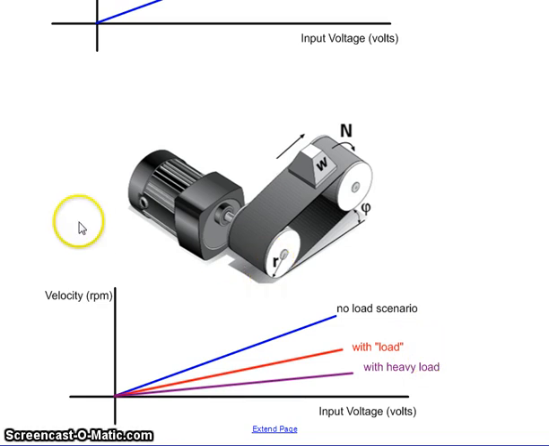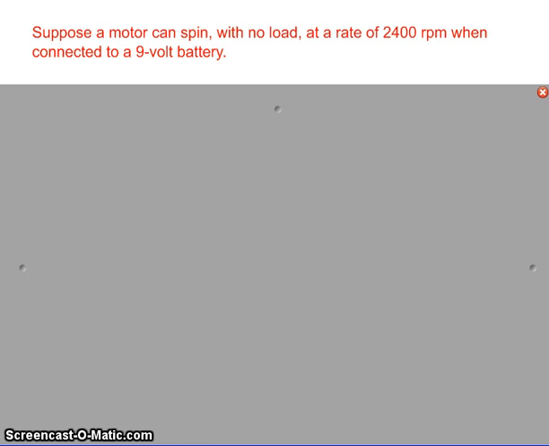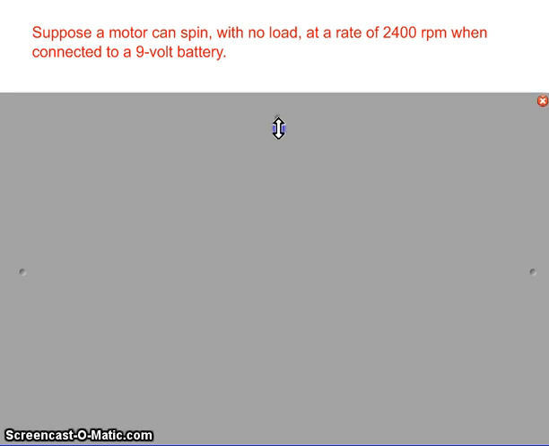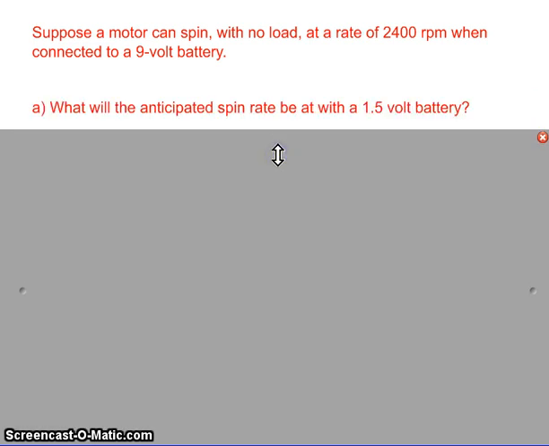So in this little video we're going to take a look at a sample set of problems. Let's suppose that under the conditions of no load, a motor can spin at a rate of 2400 RPM when connected to a 9-volt battery. And so we can ask a number of questions. What if we drop the voltage down to 1.5 volts? What would our anticipated spin rate be?